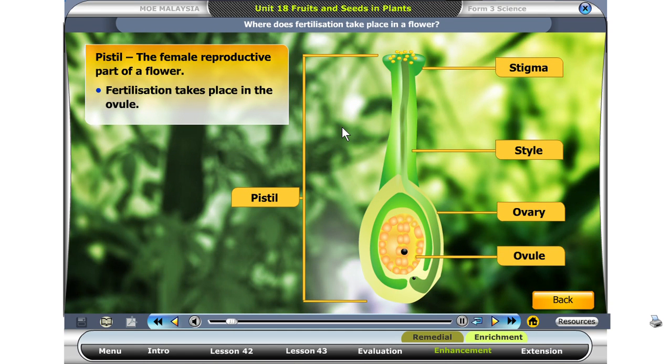Where does fertilization take place in a flower? Fertilization takes place in the ovule, which is found inside the ovary.